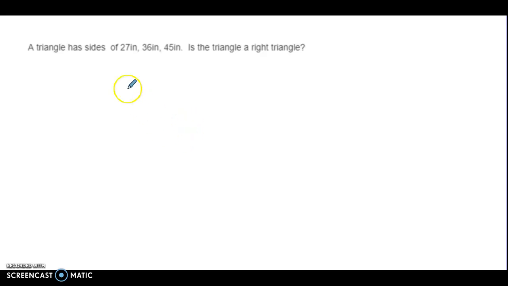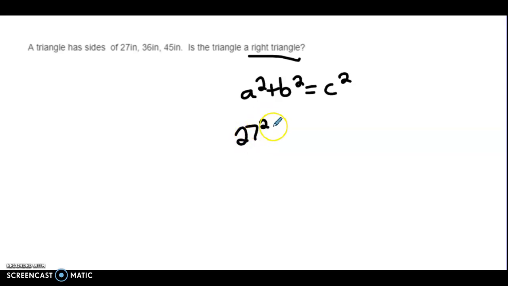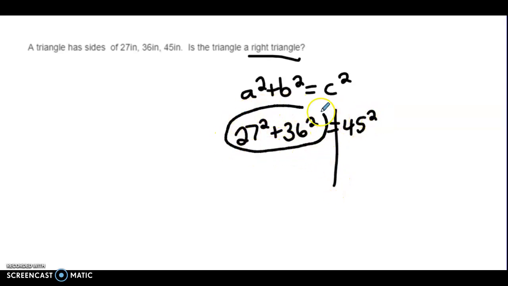A triangle has sides of 27 inches, 36 inches, and 45 inches. Is this a right triangle? Well, in order for it to be a right triangle, the Pythagorean theorem has to work. So I'm going to plug them in from least to greatest into the Pythagorean theorem, and I'm just going to see if it works. So I'm going to calculate this side in my calculator.